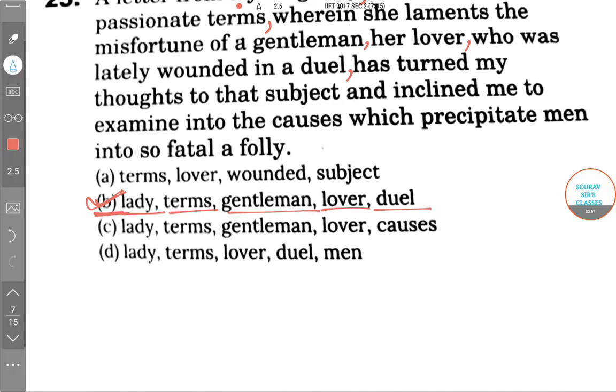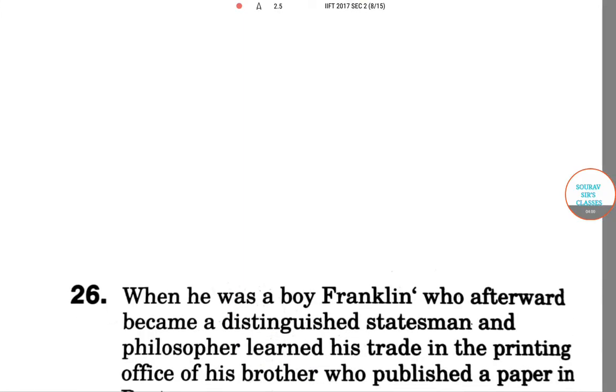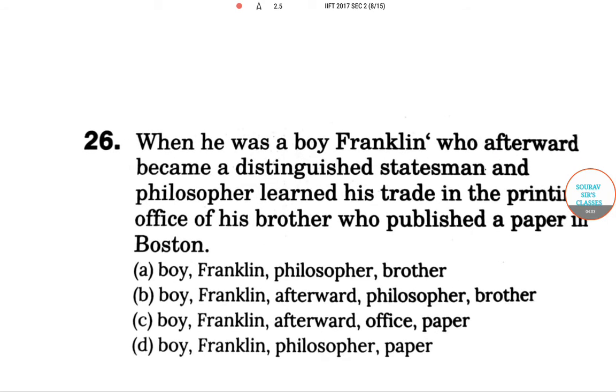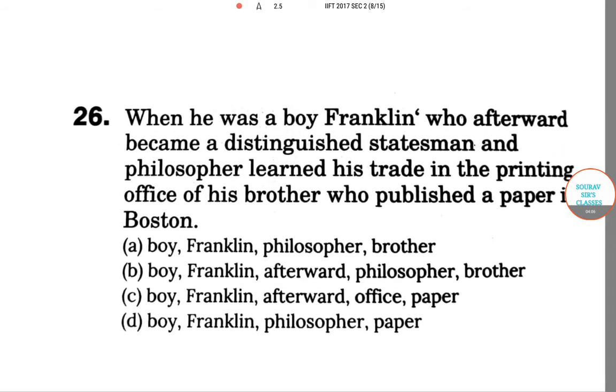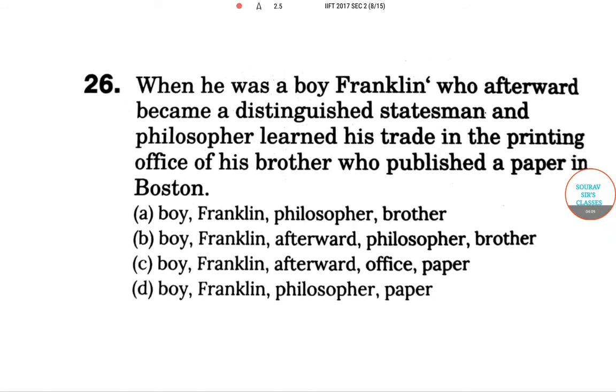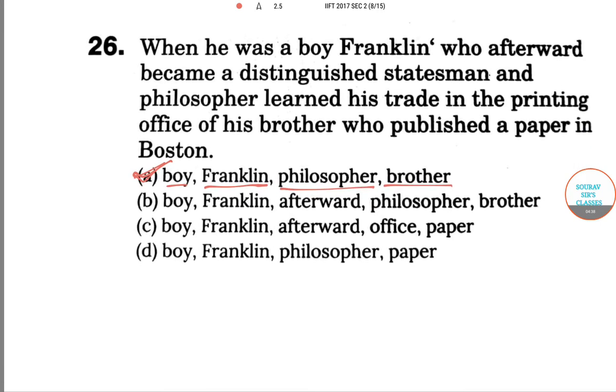Okay, now here is our next question, and the question is: when he was a boy, Franklin, who afterward became a distinguished statesman and philosopher, learned his trade in the printing office of his brother, who published a paper in Boston. So here option A is the correct answer, that the commas we can put after boy, Franklin, philosopher and brother. So option A is the correct answer, and after inserting the commas, the correct sentence will be: when he was a boy.